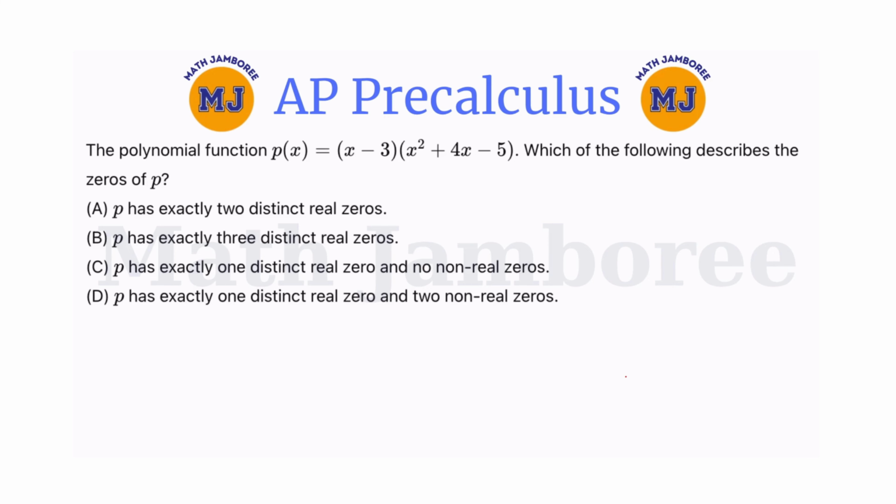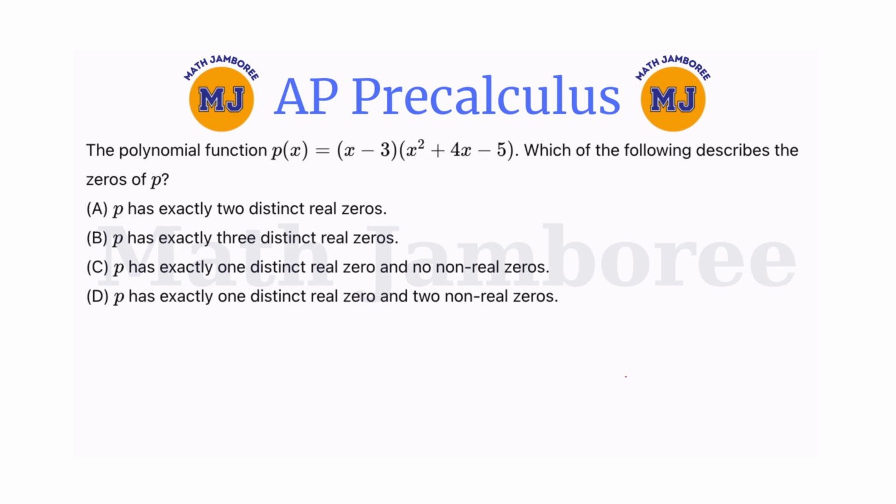A, p has exactly two distinct real zeros. B, p has exactly three distinct real zeros. C, p has exactly one distinct real zero and no non-real zeros. And D, p has exactly one distinct real zero and two non-real zeros.